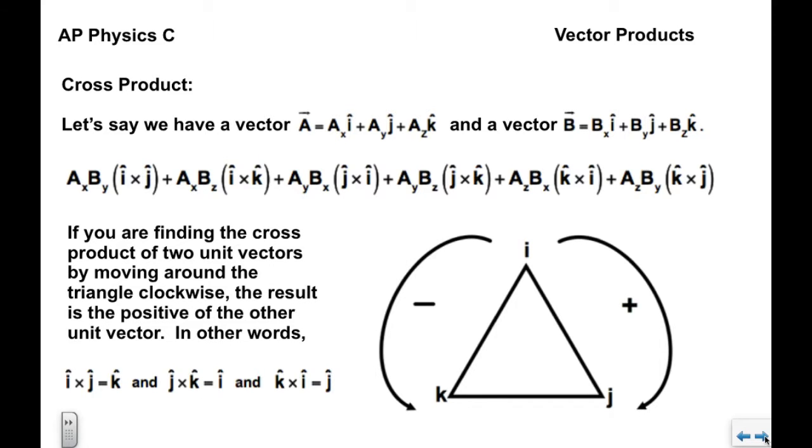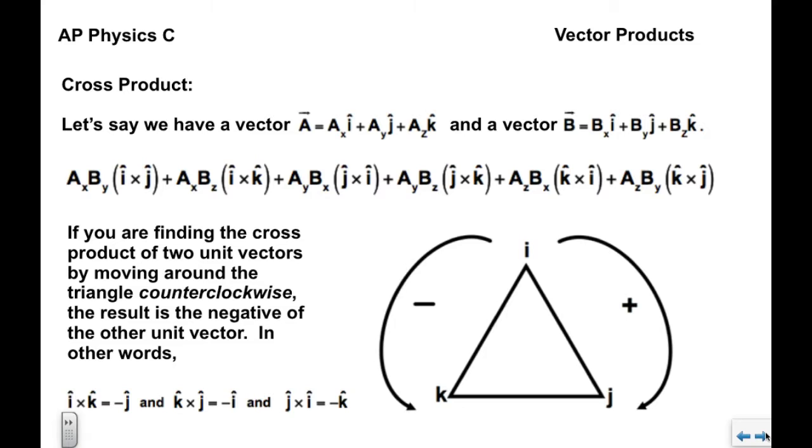And what we see here is that if we're finding the cross product of two unit vectors by moving around the triangle clockwise, so this way, the result is the positive of the remaining unit vector. So in other words, if we're doing I cross J, the result is K. If we're doing J cross K, the result is I. If we're doing K cross I, the result is J. Okay, so clockwise around, it's positive.